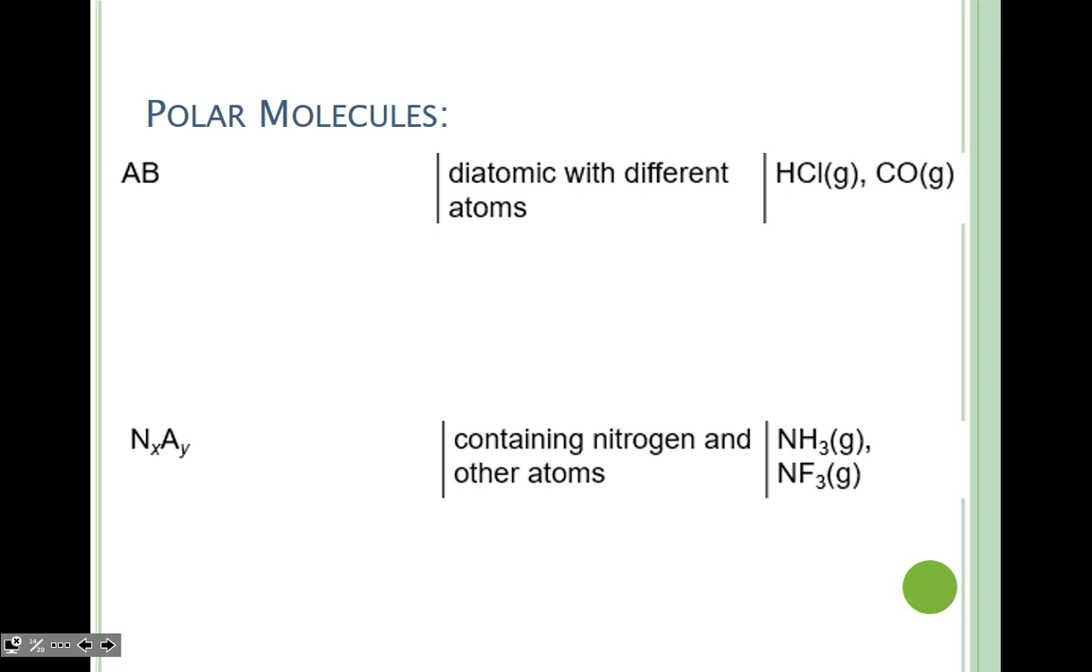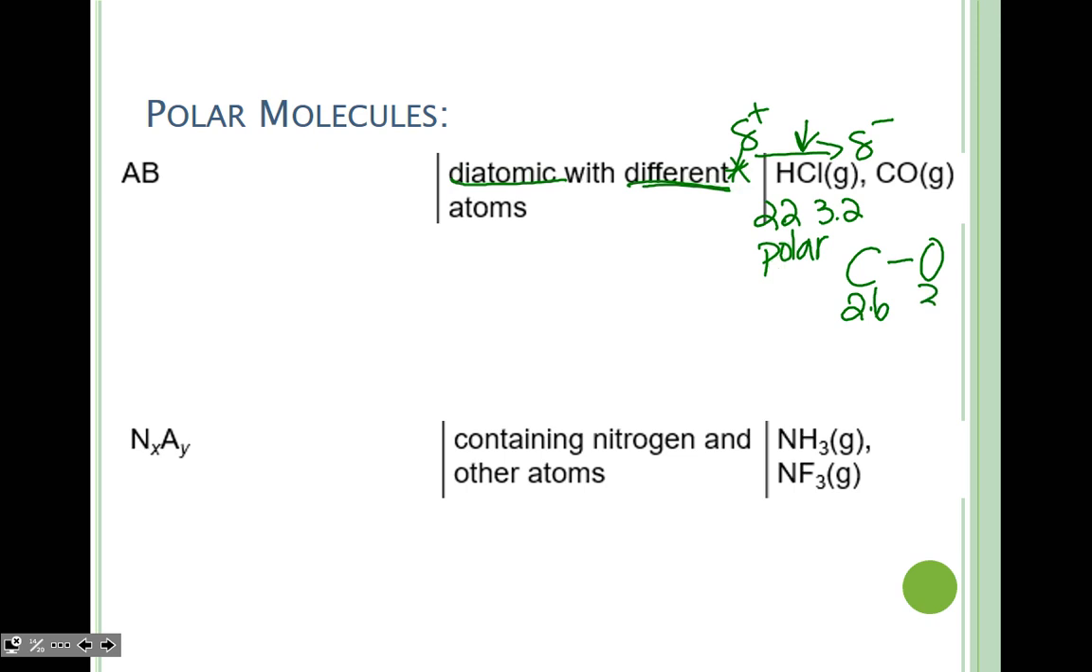So let's take a look back at this table and go through them one at a time. First one, diatomic with different atoms. Now just be careful: just because you see this doesn't mean it's always going to be polar. So 2.2 is for hydrogen. Chlorine is 3.2. You have a dipole going towards the chlorine. The chlorine is negative, the hydrogen is positive, polar, right? Let's take a look at carbon monoxide. Carbon is 2.6.